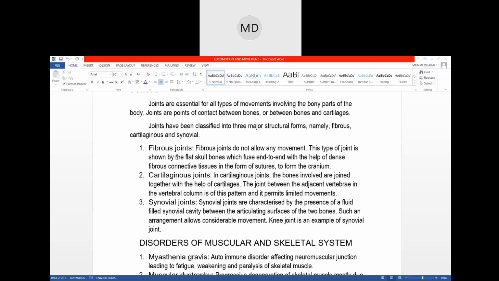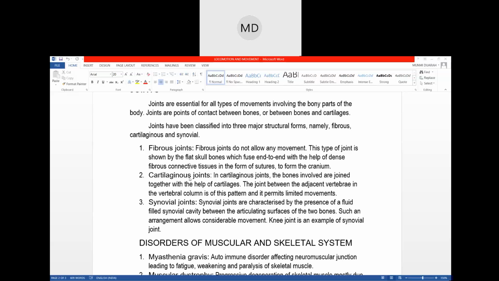But the fibrous joint, this type of joint, does not allow any movement. You don't have control over that joint. You cannot move it with your own will. Those fibrous joints are generally found in the skull. So if you are asked what type of joints are found in the skull bones, you have to write fibrous joints.